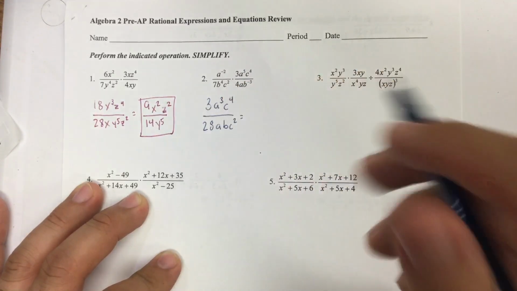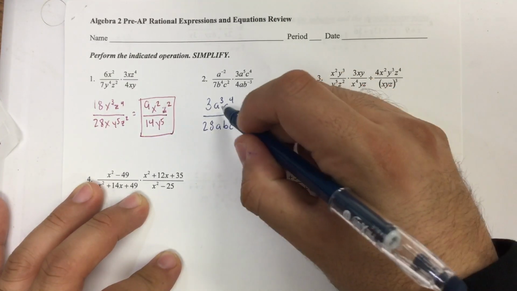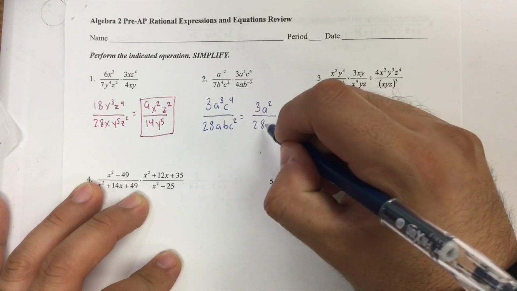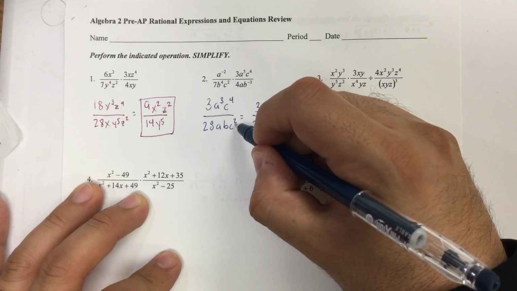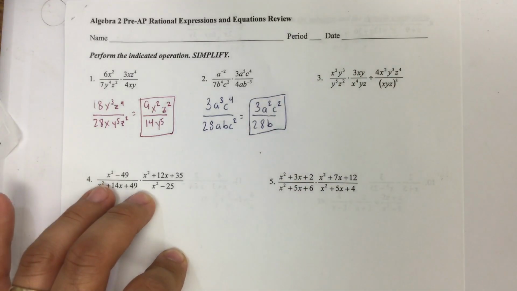And now we reduce. 3 over 28 cannot reduce. A cubed divided by a to the first is a squared. There's no b except on the bottom. C to the fourth divided by c squared is c squared.